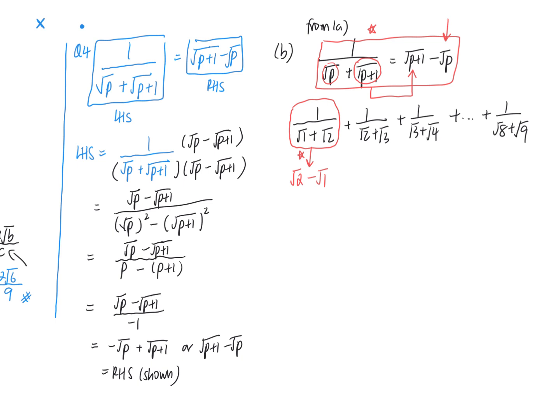Same thing I repeat for the second one. The second term I write first, and then I write the first one as a subtraction. So I'll repeat for the third one. Second term, then I write the first one as a subtraction. So by right, technically you keep repeating this process until the very last one. It will be root 9 minus root 8.